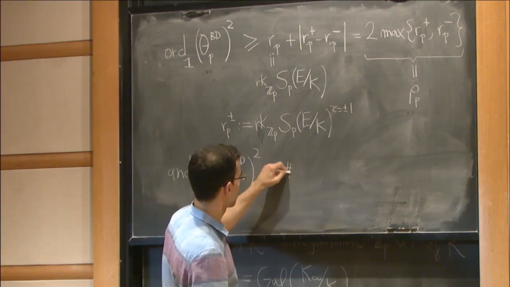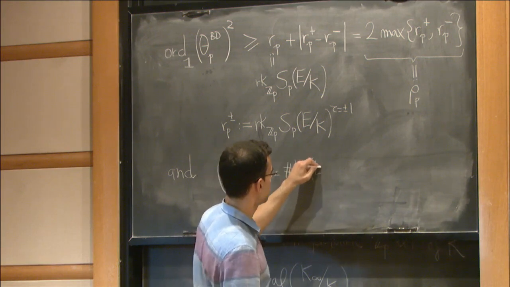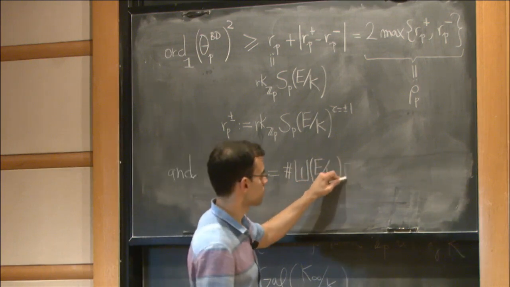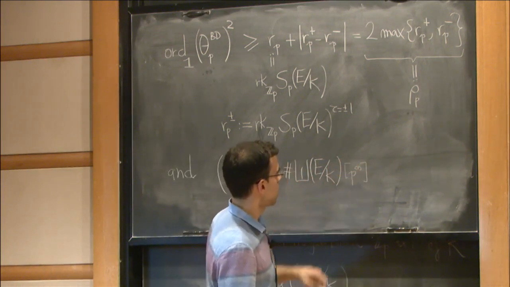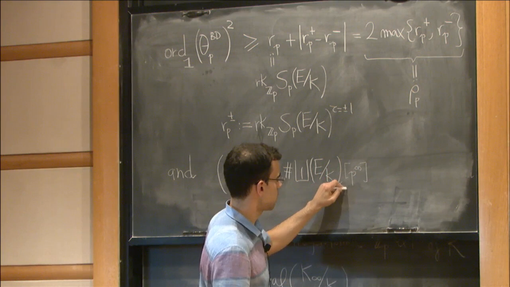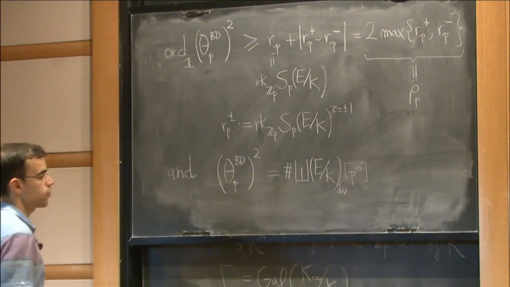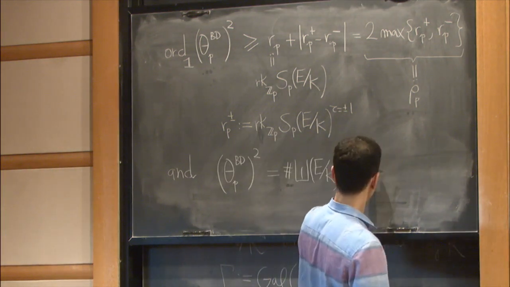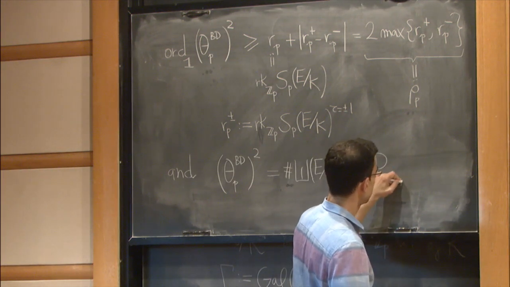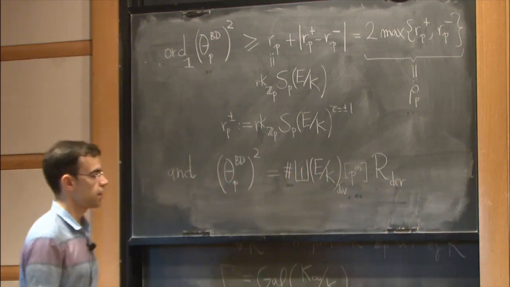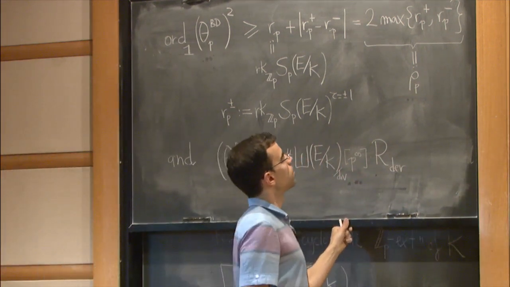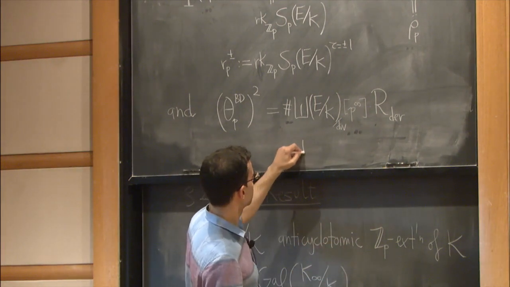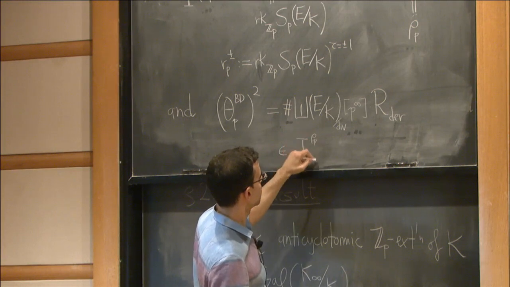Which will involve the p-primary part of the Tate-Shafarevich group of E over K divided by its maximal divisible subgroup. Okay, so this is by construction finite, and some regulator, which is actually a derived regulator. I'll say more about this in a second. And this is an equality taking place in here.